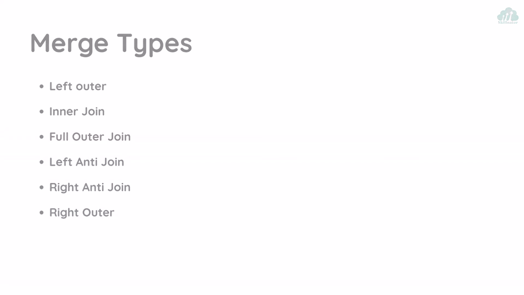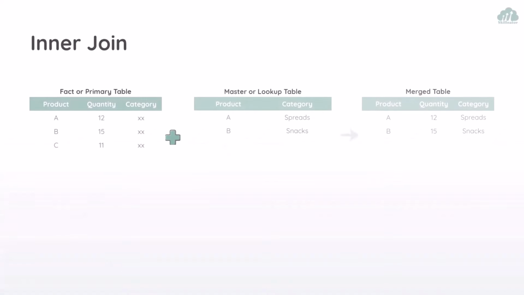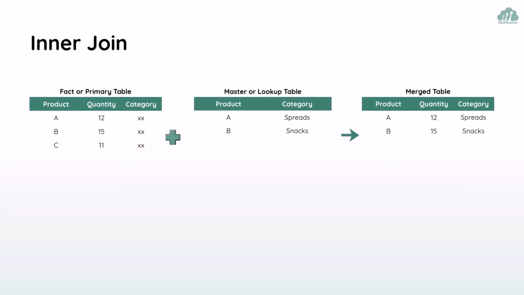A left outer join keeps all the rows from your primary table and brings in the data only where matches exist from the lookup table. We've already covered this in quite a lot of detail. An inner join keeps all the rows that appear in both the tables.